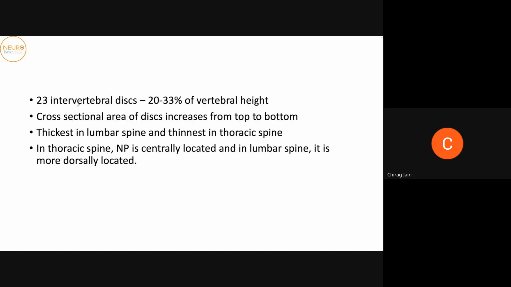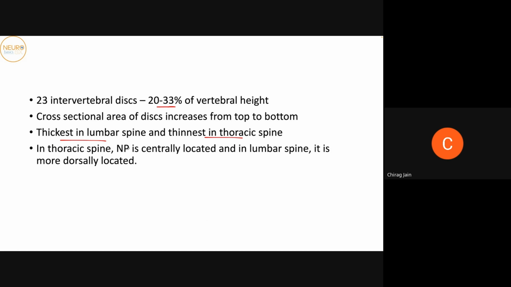Now, there are 23 intervertebral discs starting from C2, C3 and going all the way down to L5-S1. And they form approximately 25% of the vertebral height. The discs become bigger and bigger in cross-sectional area as you go from top to bottom. But they're the thickest in the lumbar spine and the thinnest in the thoracic spine.